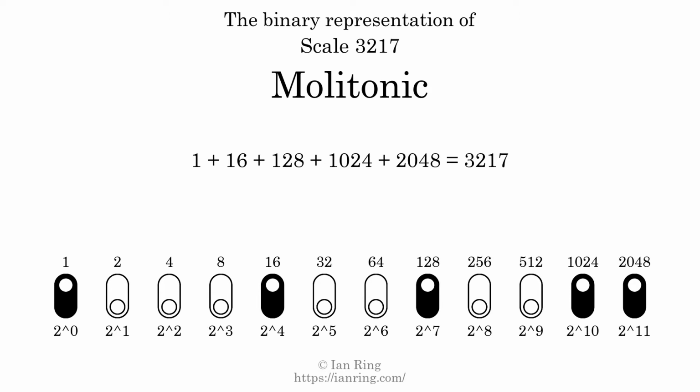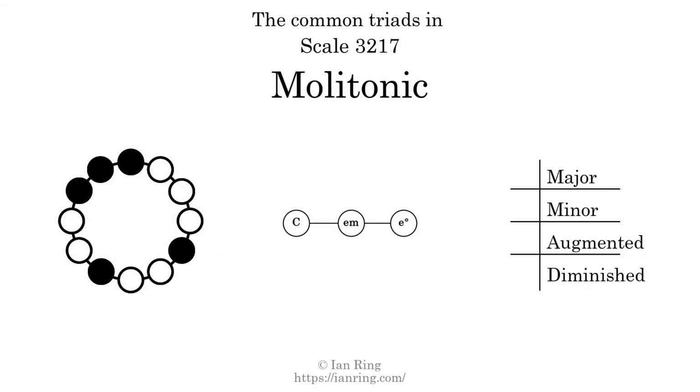3217. The scale number not only enumerates the scale with a unique index, but it also literally describes the tonal content of the scale. Represented as a binary number in base 2, the scale number is 11001000100001. Here are the common triads present in this scale.